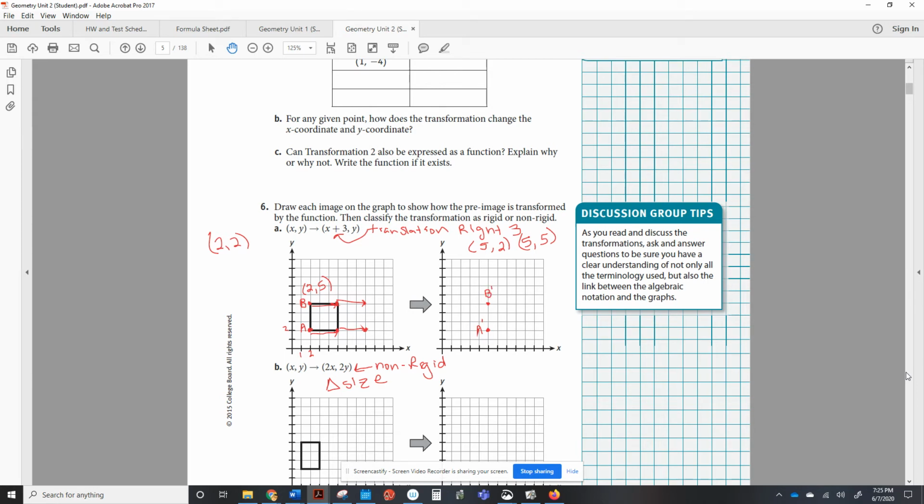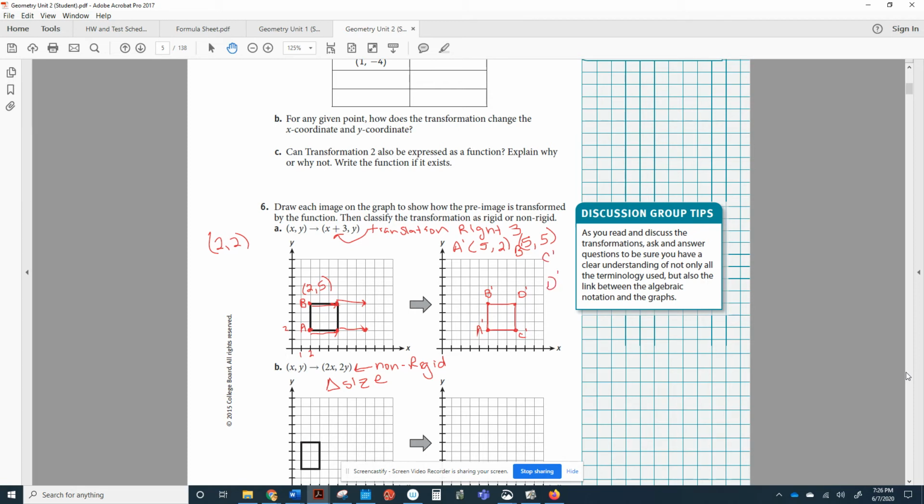And then we would continue. This is going to be C prime. This is going to be D prime. And then this is the new location. And of course, you could put your ordered pairs.